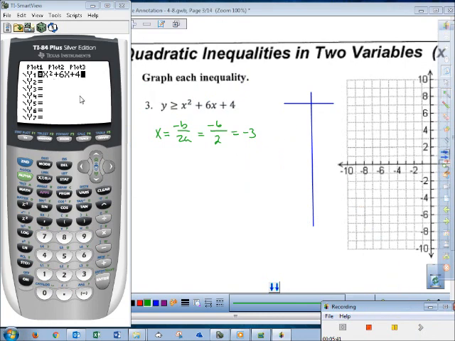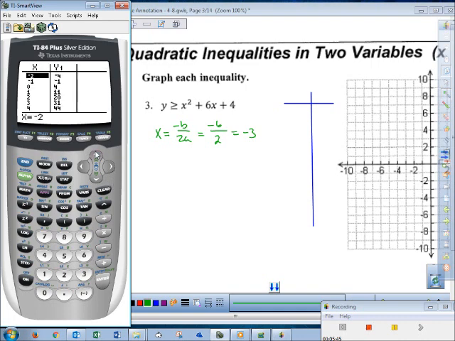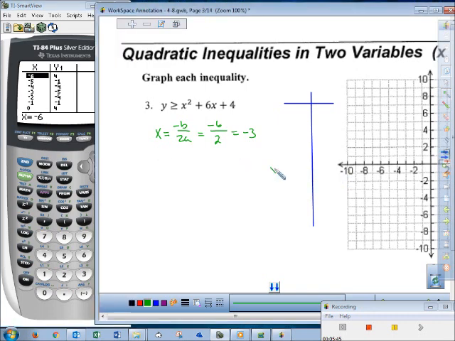Got it punched in. Table of values. -3 should have some symmetry around it, which it does. So the vertex is (-3, -5). Then (-2, -4), (-1, -1), (0, 4), and the symmetric points (-4, -4), (-5, -1), (-6, 4).